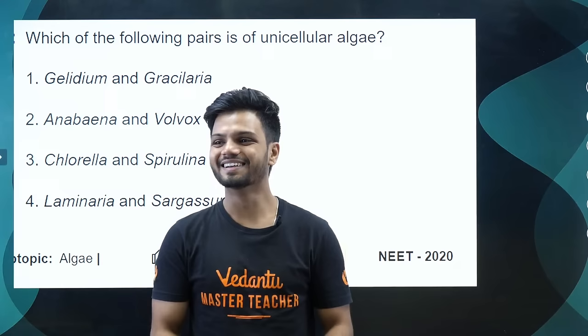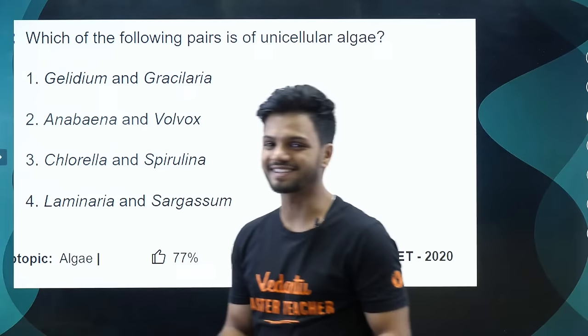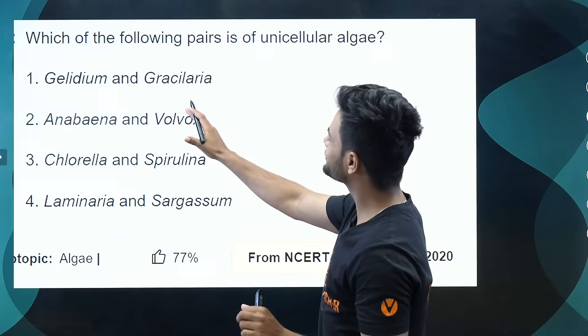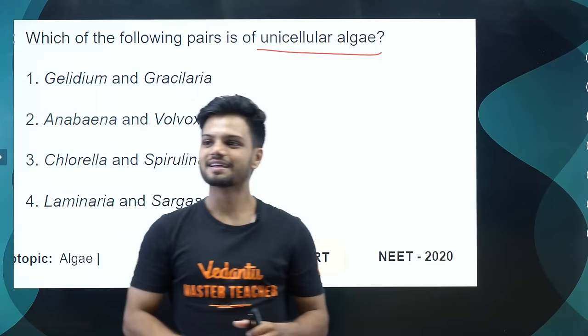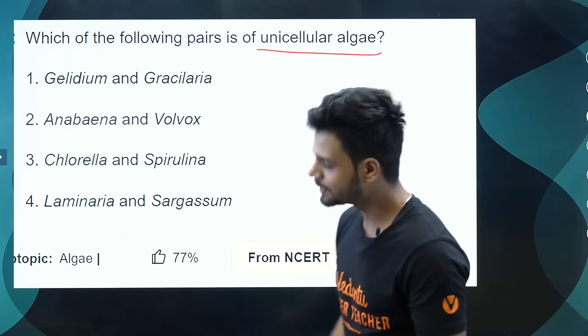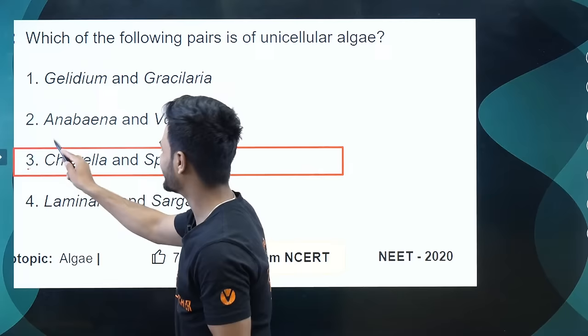Okay, next question. All of you, serious mode on. Which of the following pairs is a unicellular algae? Easy question, 10 seconds. 10, 9, 8, 7, 6, 5, 4, 3, 2, 1, go. The answer is your chlorella and your spirulina. Chlorella and spirulina, both of them are unicellular algae.